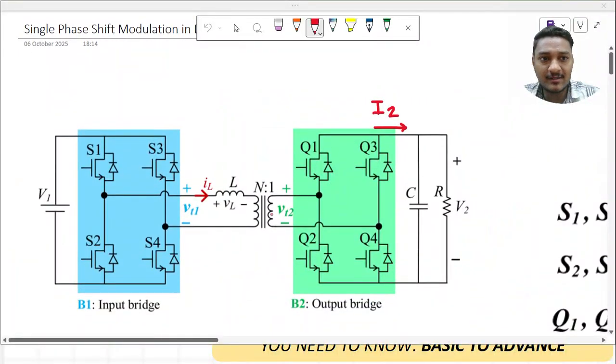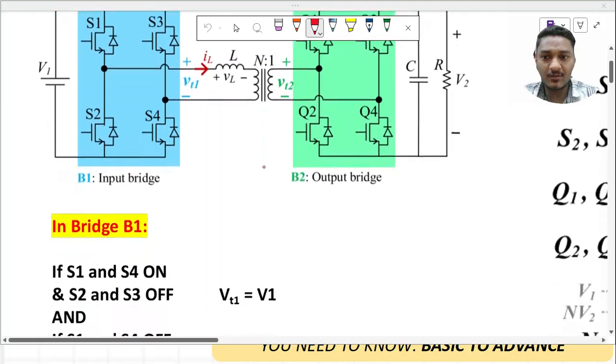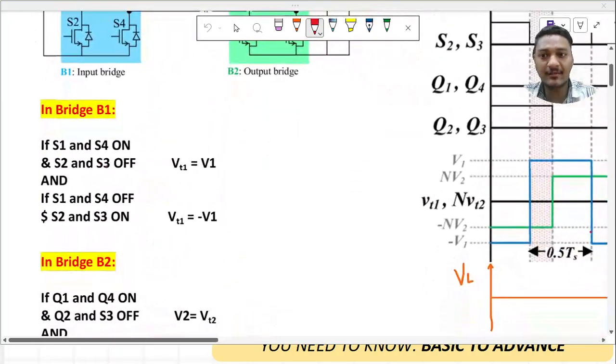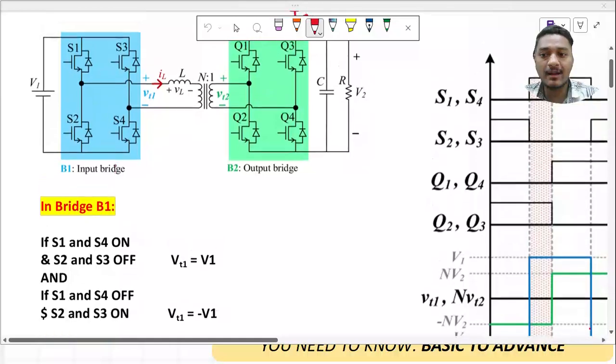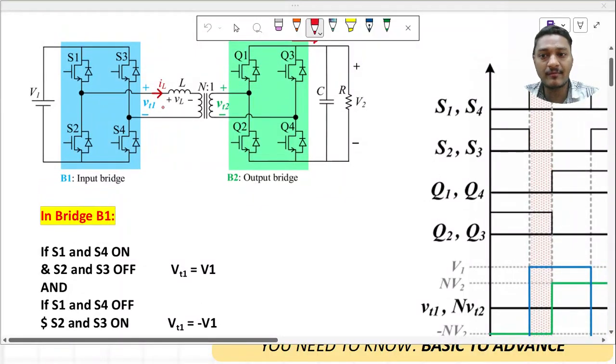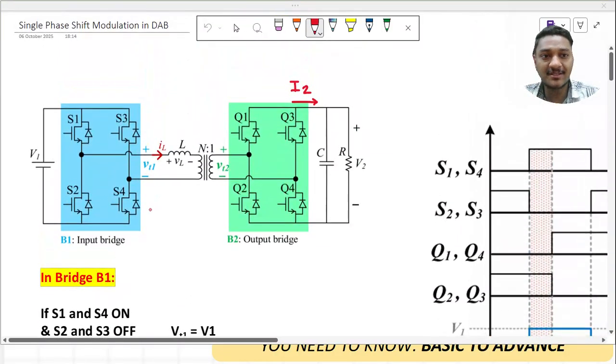Here we are in a new window where we are going to learn the single phase shift modulation technique. This is my DAB converter. In the last class we understood that in bridge B1, when S1 and S4 are on and S2 and S3 are off, what my VT1 is, and when S1 and S4 are off and S2 and S3 are on, what my VT1 is.